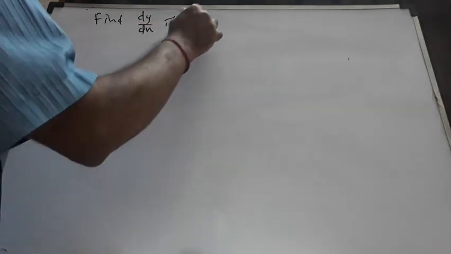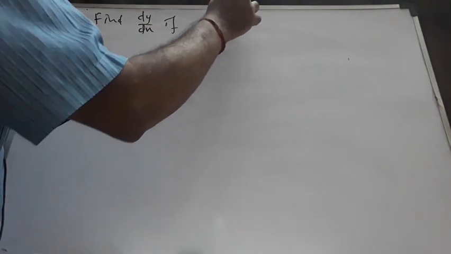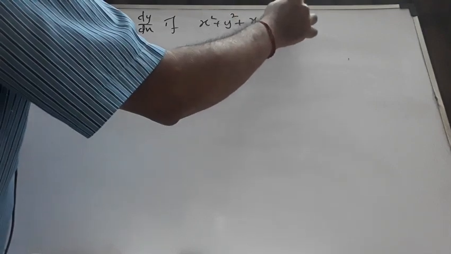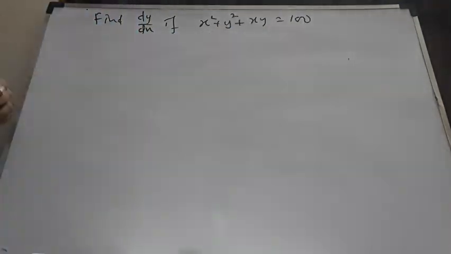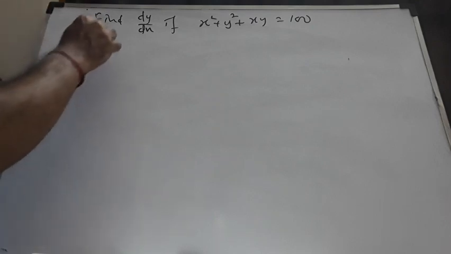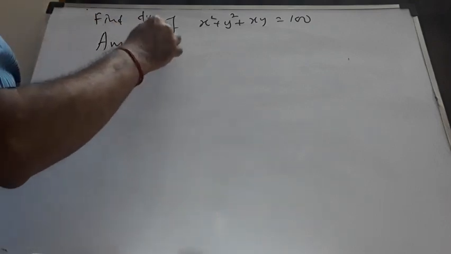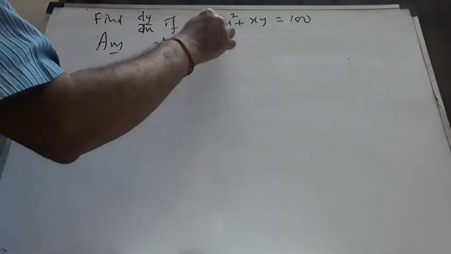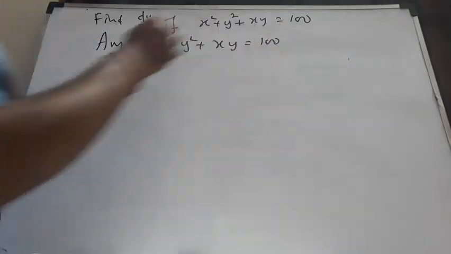Just listen. Find dy by dx if x square plus xy plus y square, either way both are same, xy plus y square plus xy both are same. This much is given. Answer goes like this: x square plus y square plus xy is equal to 100.